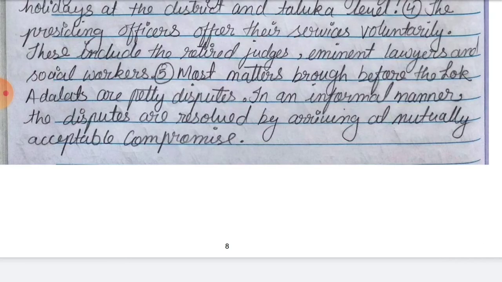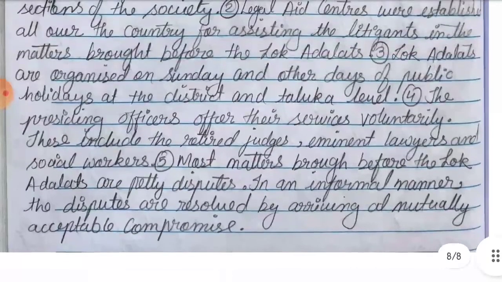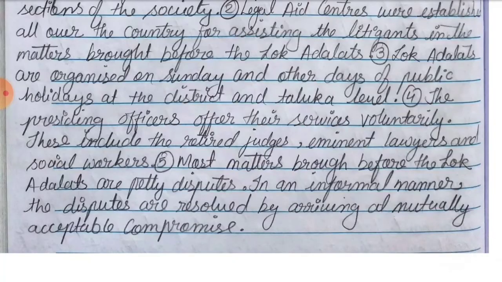So here we complete the solution of this chapter number 11, Indian Judiciary.